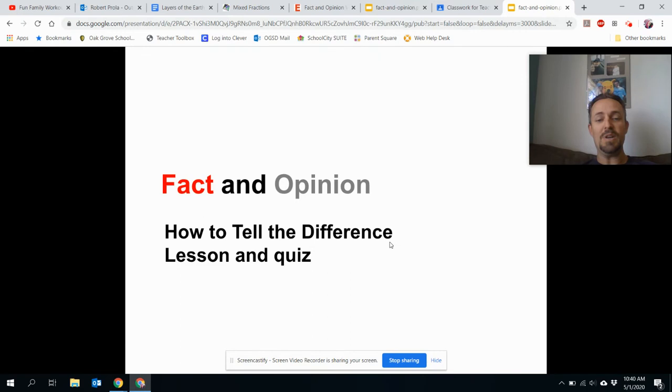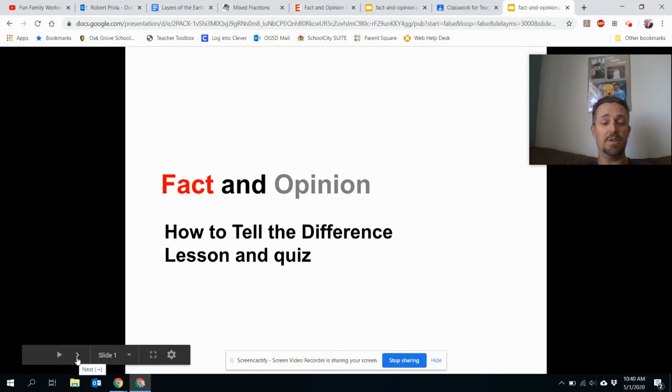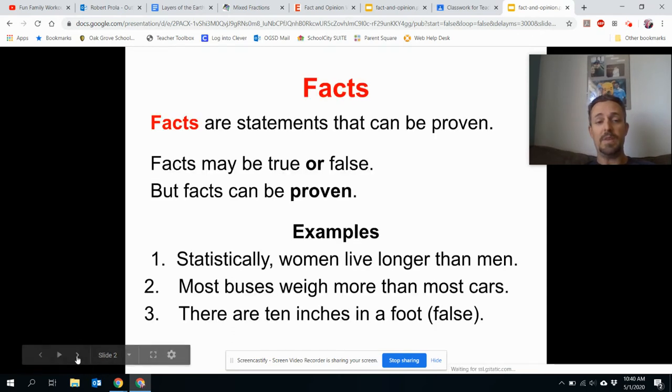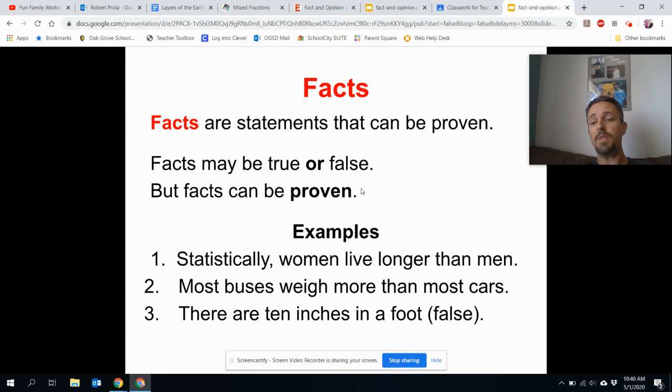We're going to talk a little bit about fact and opinion today, and of course, how to tell the difference between the two. All right, so here we go. Facts. Facts are statements that can be proven, right? They could be true or false, but you can prove whether they're right or wrong.